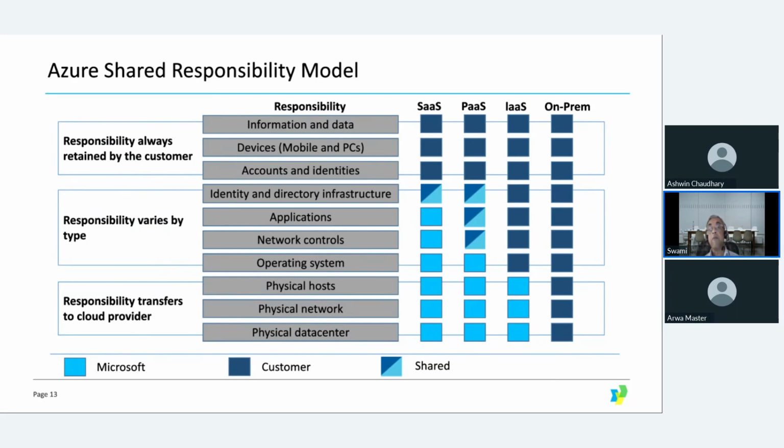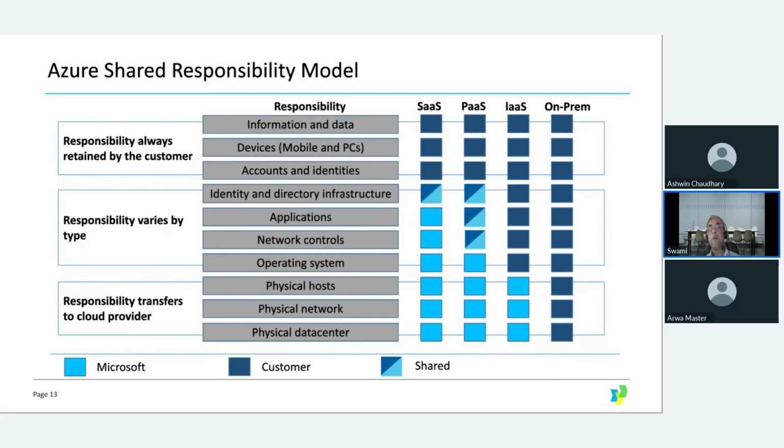When we talk about platform as a service, they will additionally provide the operating system. Network controls, applications, identity and directory infrastructure, accounts and identities, device and mobile, information and data are going to be the responsibility of the customer. In this, the network controls, applications, and identity and directory infrastructure are going to be a shared responsibility of the customer as well as Microsoft. Basically, Microsoft will provide the basic controls, which we need to configure to our requirements to make sure that our applications are secure from that perspective.